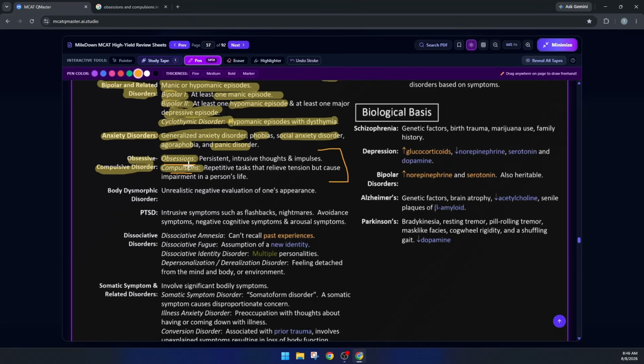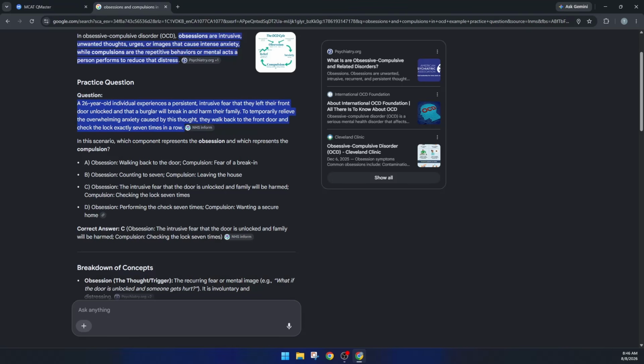So know what it means to have an obsession. Obsession is basically the thought that drives your compulsion, that drives the behavior. So what is the behavior? The person is locking the locks exactly 7 times in a row. That is their compulsion, that's basically their behavior. What is their obsession? Their obsession is basically that someone will harm their family because a burglar will break in, right? So this thought is causing anxiety and the behavior is then happening, right?